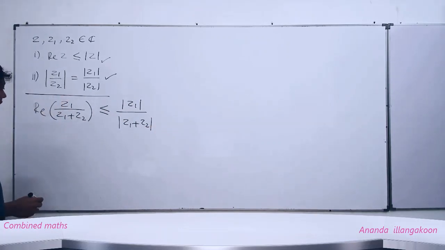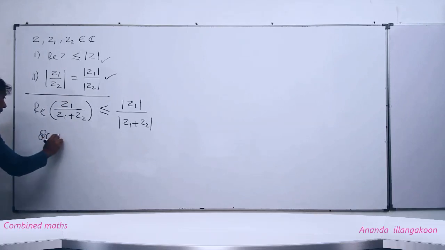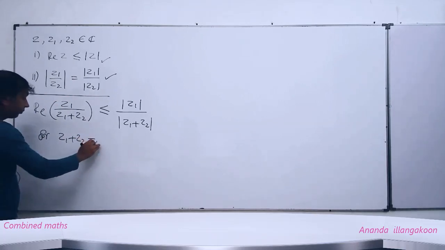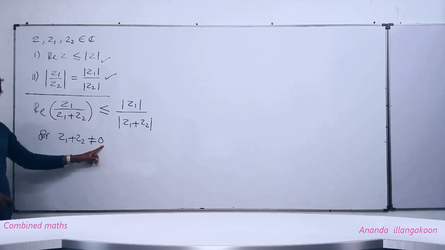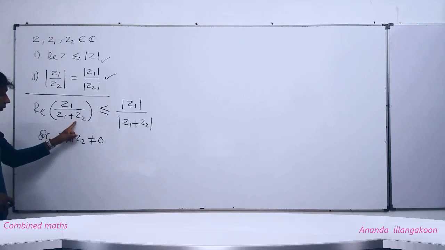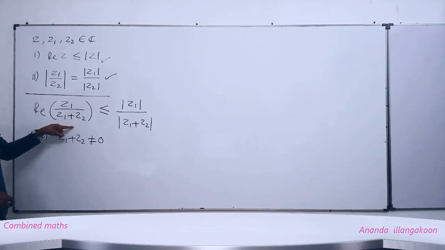Subject to a condition. What is the condition, people? For Z1 plus Z2, the complex number is not equal to 0. The reason is, if Z1 plus Z2 equals 0, then this within bracket, we have a complex number. Then Z1 is a complex number, Z1 plus Z2 is a complex number. Division of two complex numbers we have here. Division of two complex numbers is another complex number.